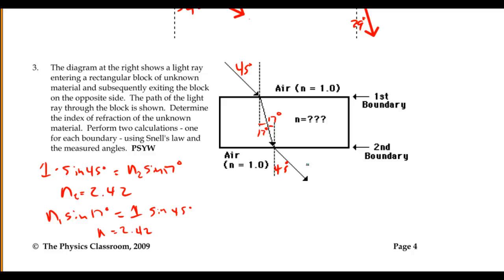All right, so that's the fundamentals of Snell's law and refraction. We do have a lab to cover on measuring the refraction of light as it travels through a block of glass, and then we'll be done with that.